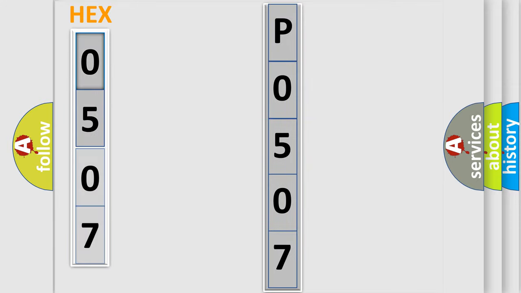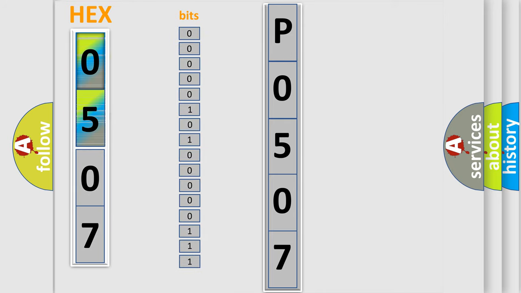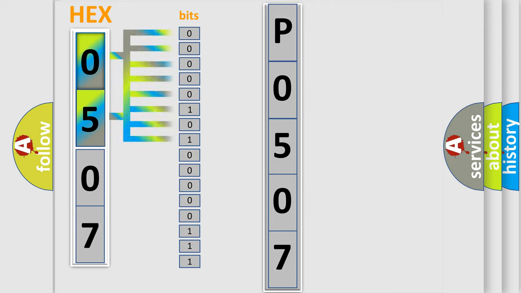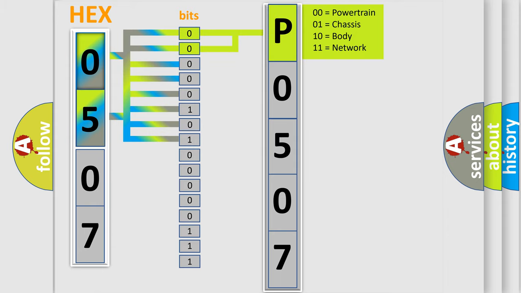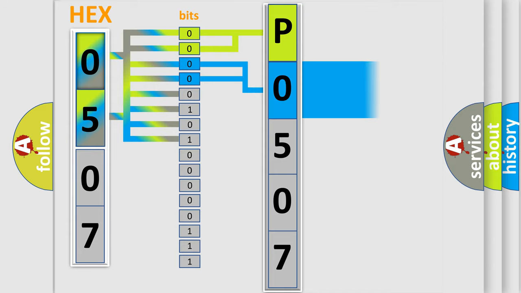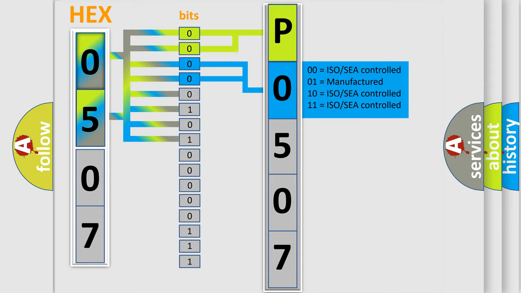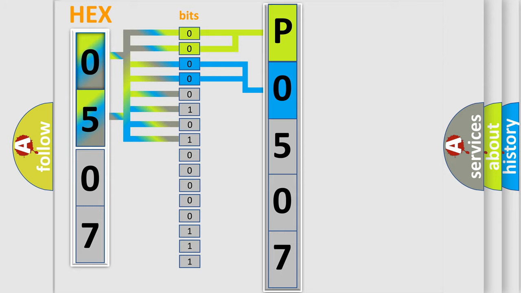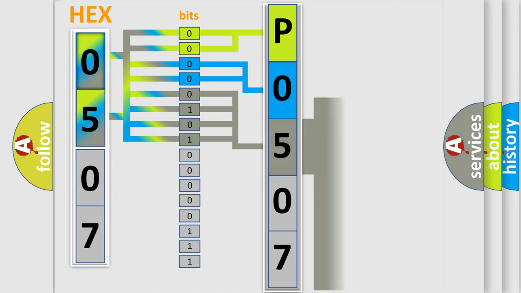The error code is split into two bytes consisting of 16 bits. One bit is the basic unit that each computer works with. The bit has two logical states: 0, low level, and 1, high level. By combining the first two bits, the first character of the error code is expressed. The next two bits determine the second character. The last four bits of the first byte define the third character of the code.